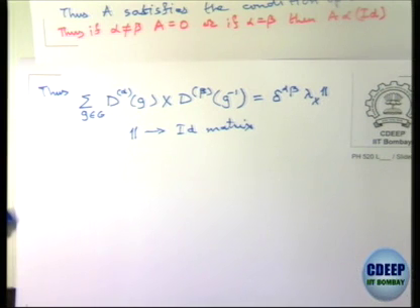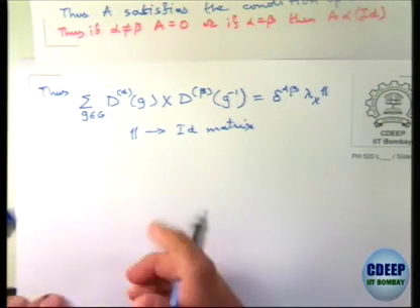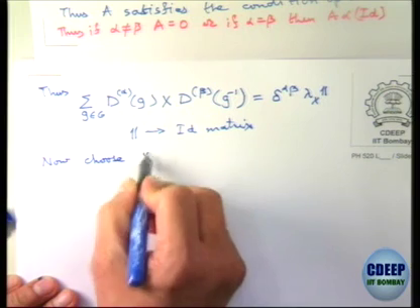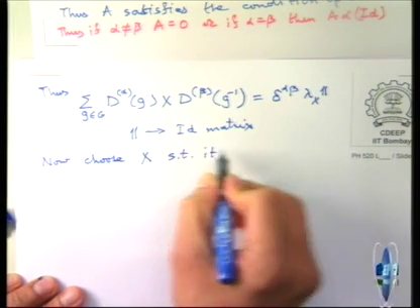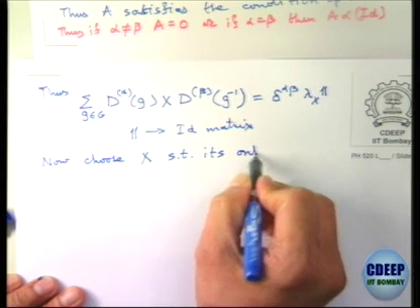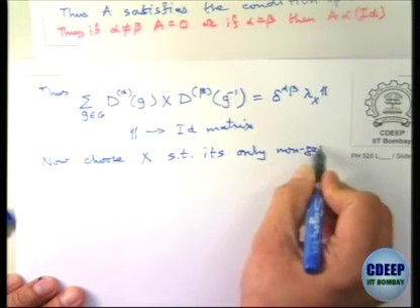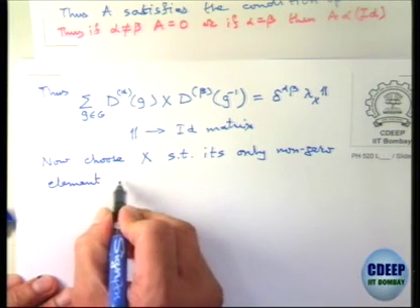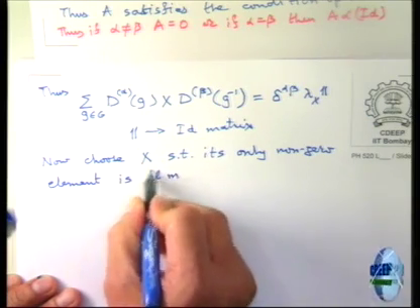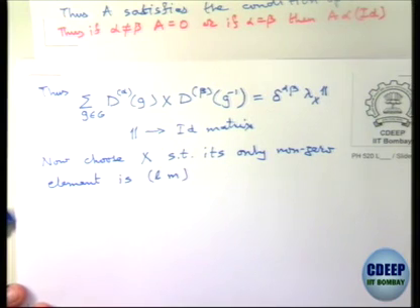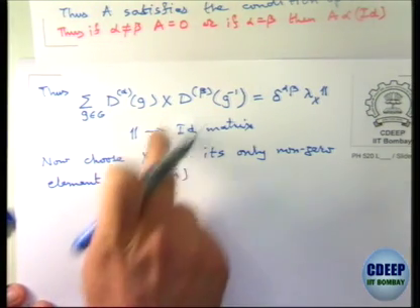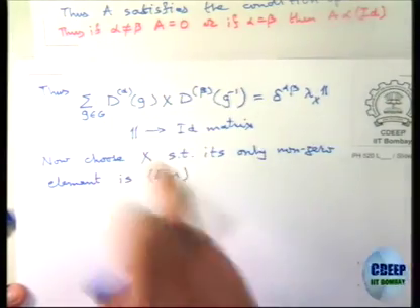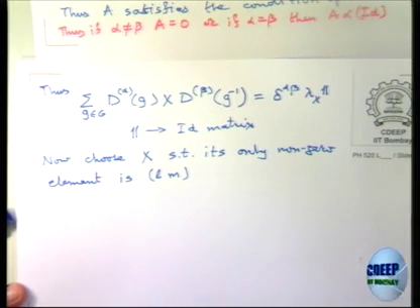Now what we do is that we choose x such that its only non-zero element is LM. So firstly, we have already established alpha is equal to beta, so all these are now square matrices, and in that representation, in that size matrix in X, set everything to 0 except one particular element LM.